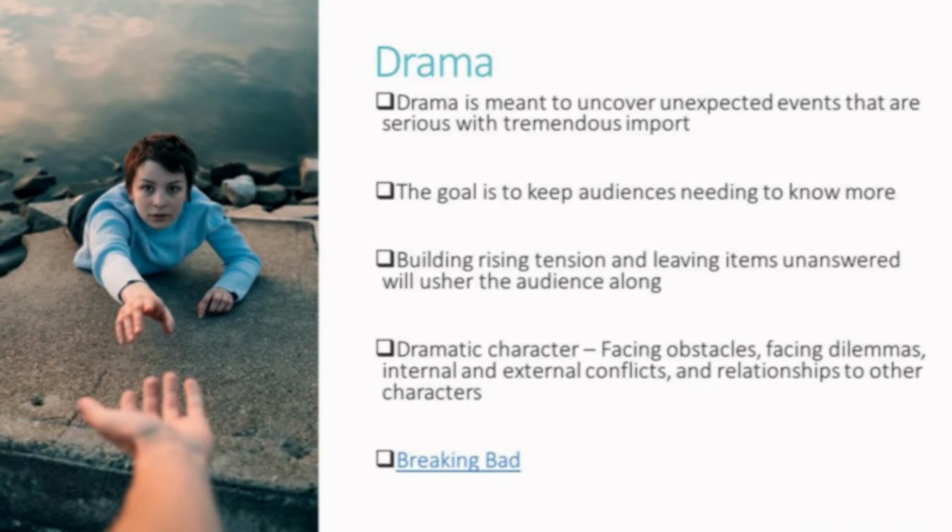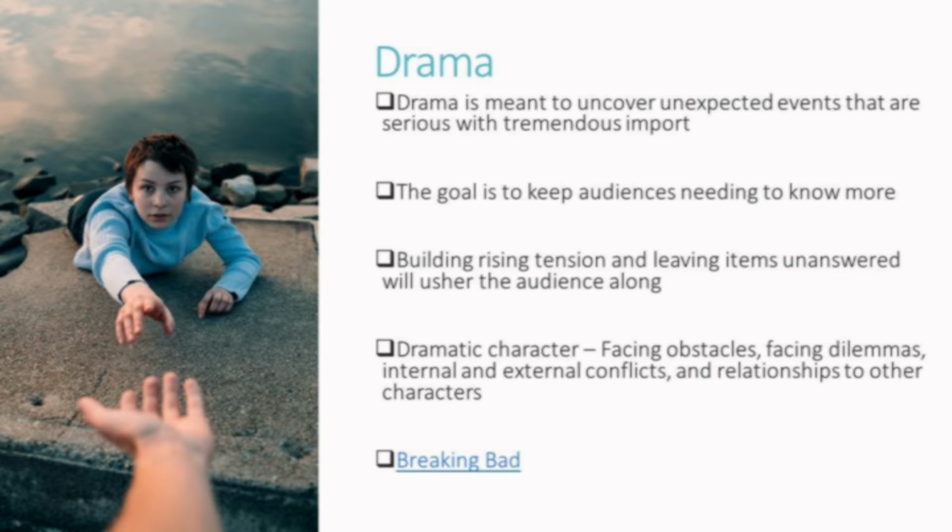Let's move along. So drama is meant to uncover unexpected events that are serious with tremendous import. The goal is to keep audiences needing to know more. There might be some sort of tension between two brothers, and so they fight over a family business. But what you don't know is that one of the brothers actually married the other brother's former girlfriend and kind of took her away from him. That's more information. That feeds and fuels and informs why the two brothers don't like each other.